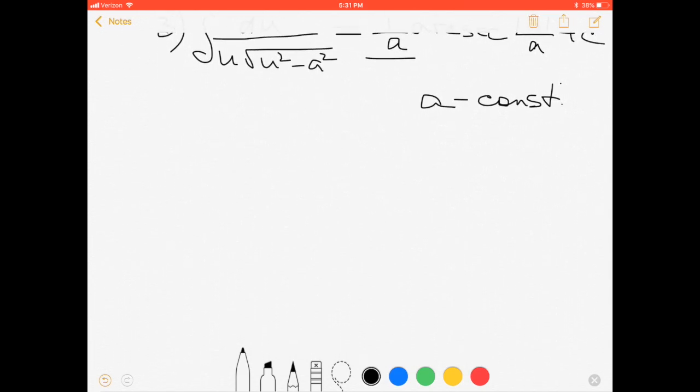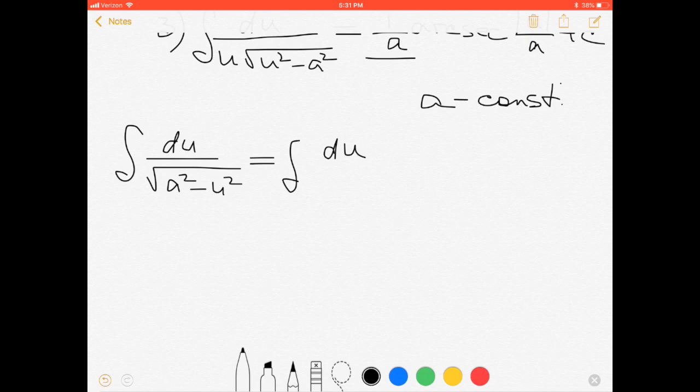Okay, let's go. We need to evaluate the integral du over the square root of a squared minus u squared. Because a is constant, I can take a squared out from the root, and the situation is du over a times the square root of 1 minus u squared over a squared, or u over a all squared.